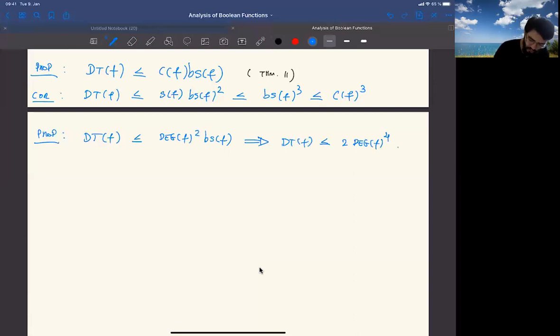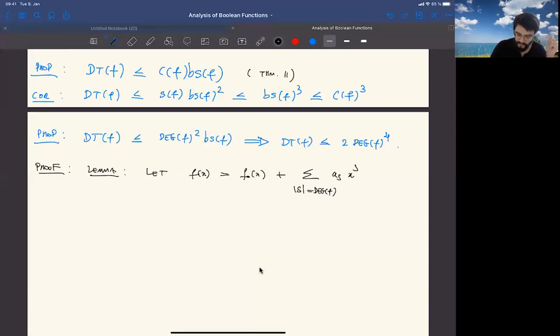So how can we show that? We do need a lemma, and if we have that lemma, then everything follows more or less easily. Lemma. So let f of x be f0 of x plus f1 of x; you separate f in two parts, some part and the part that has the largest degree, so the coefficients that come from the largest degree. Okay, so we separate the f.